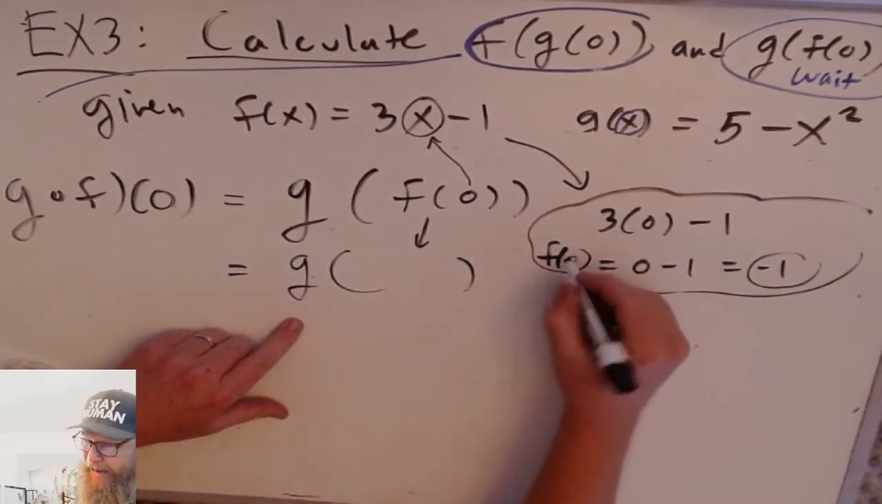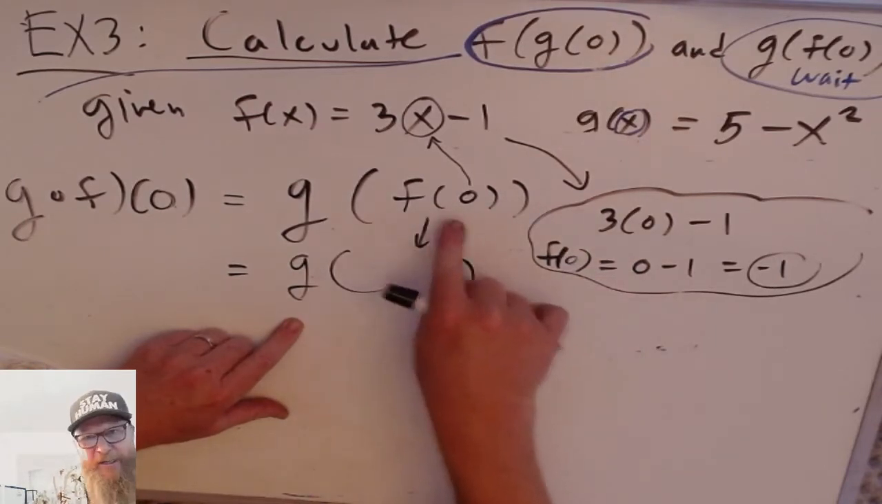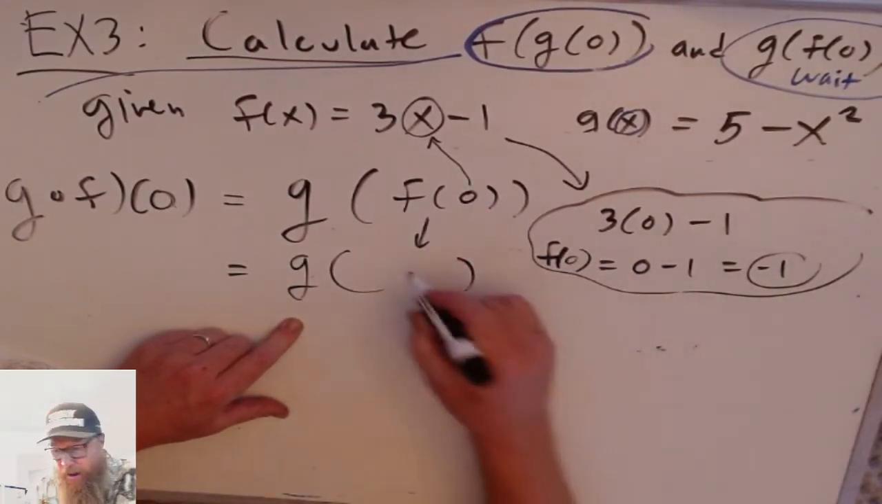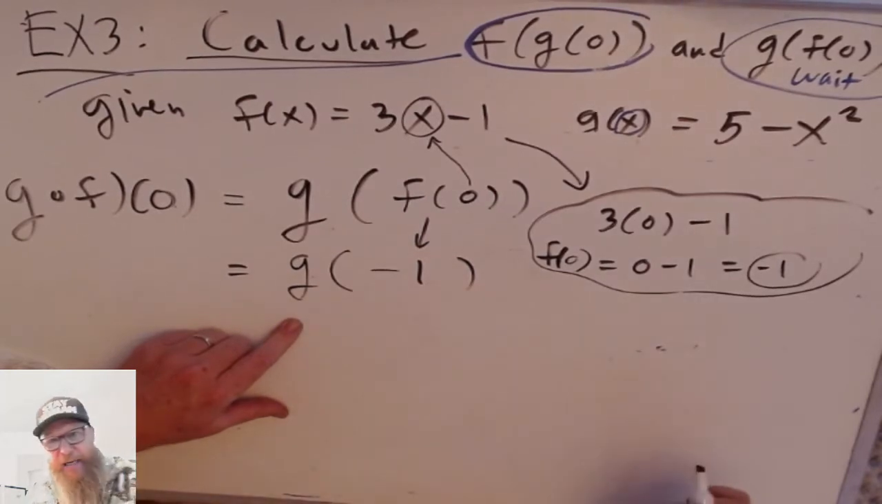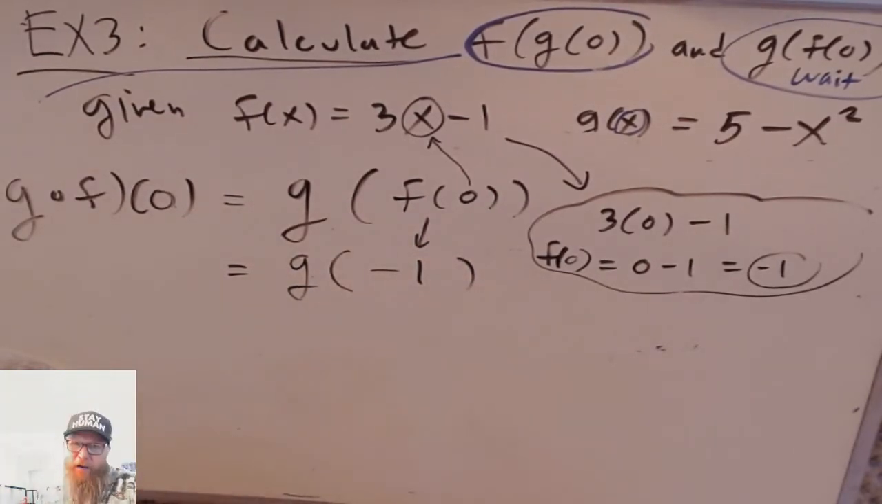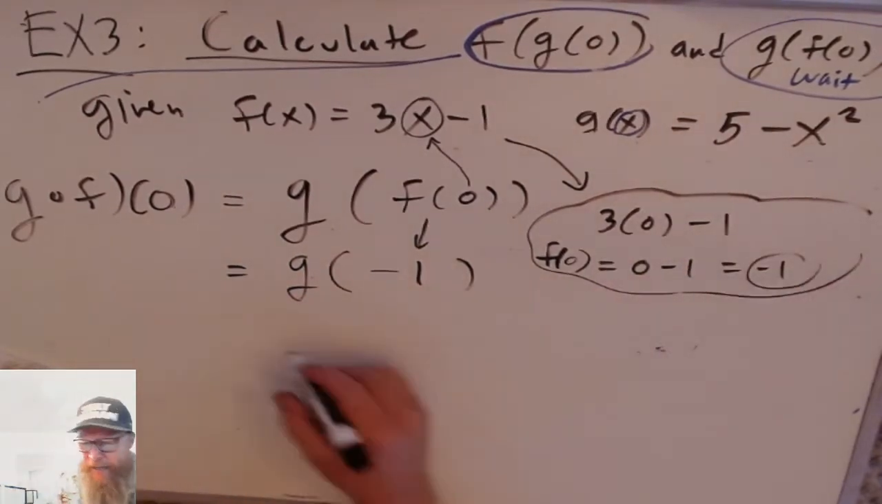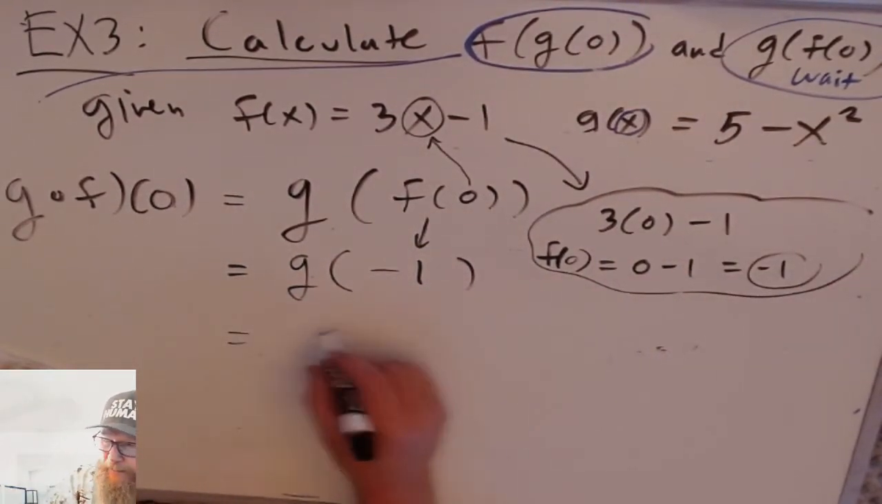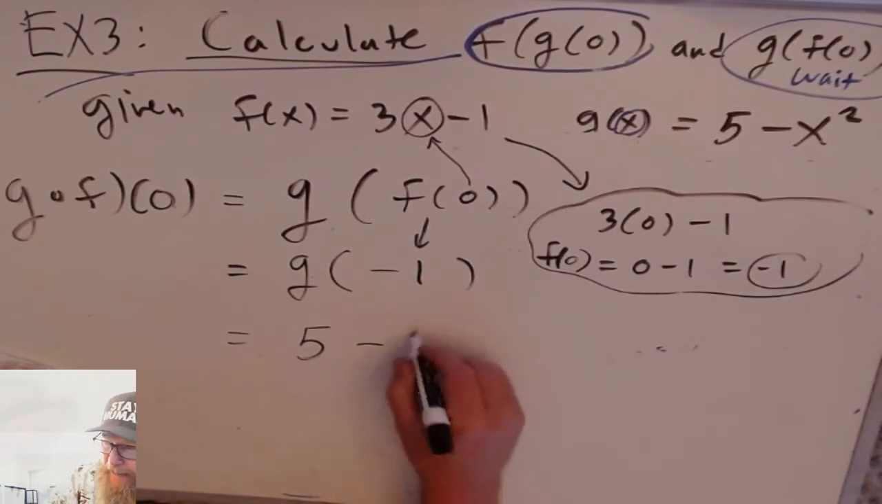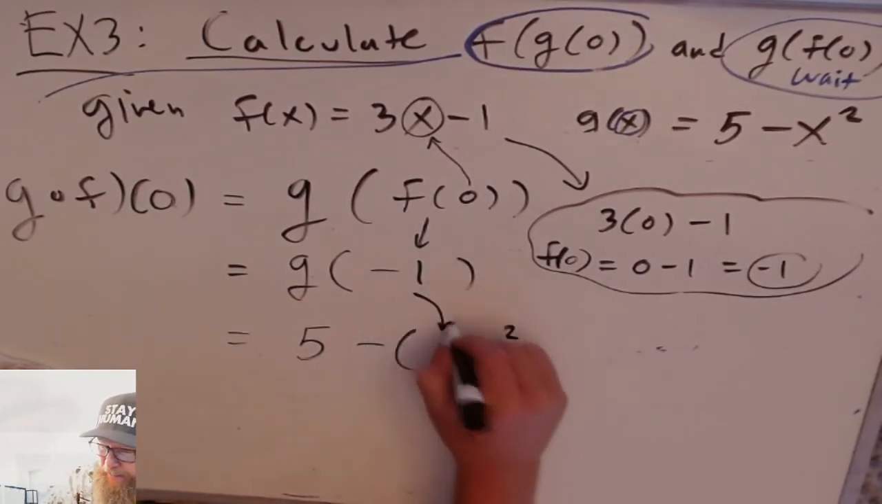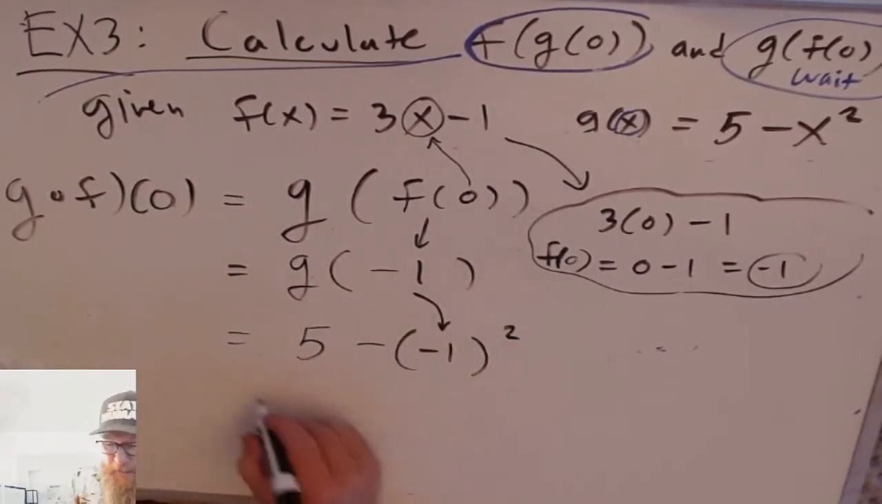So again, it's like F ran the race first. It got you all the way to negative 1. It's like, thanks, you left me in the negatives. Now I'm behind by 1. And now G runs the rest of the way. So G is 5 minus blank squared. Negative 1 goes in the blank.